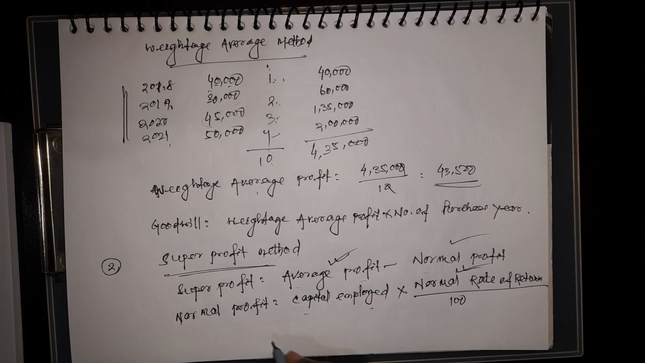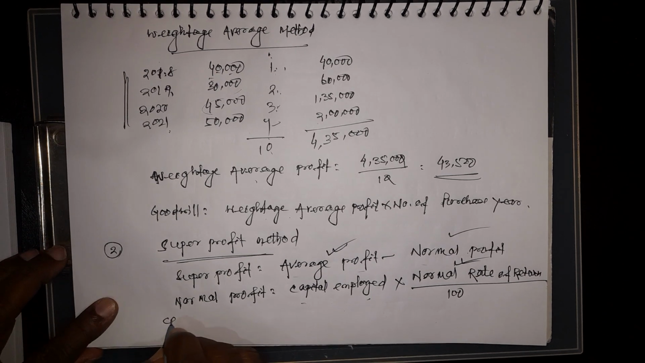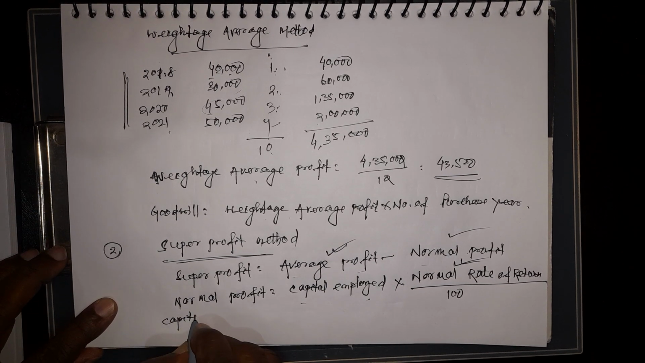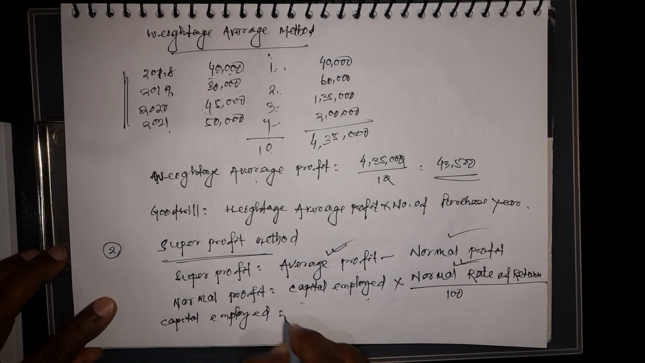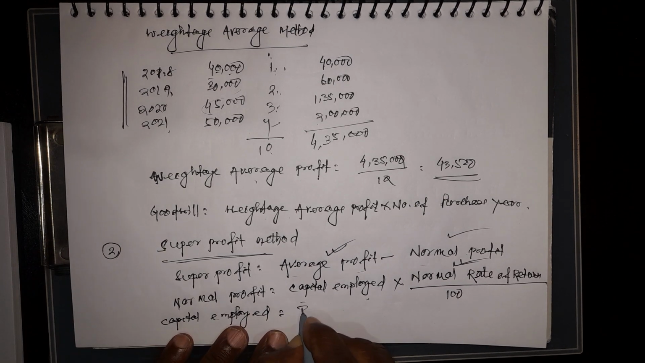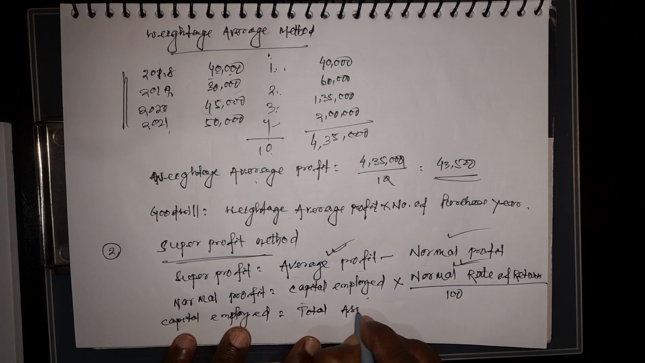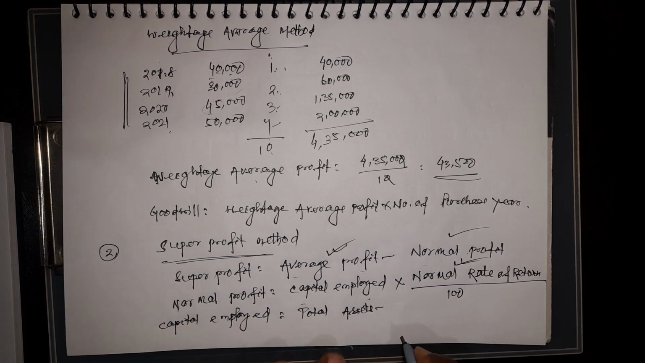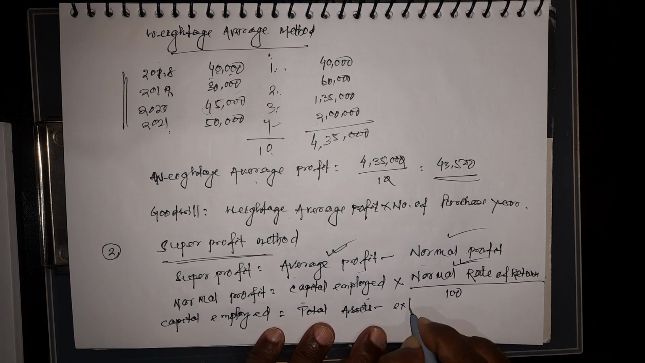Clear? So what is capital employed? Just now I told you that capital employed means the total capital invested in the business. So capital employed equal to total assets minus external liabilities or outsiders liabilities.